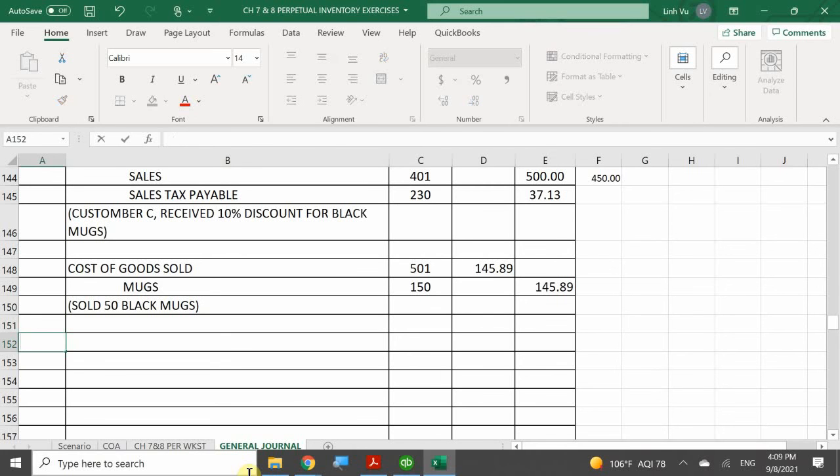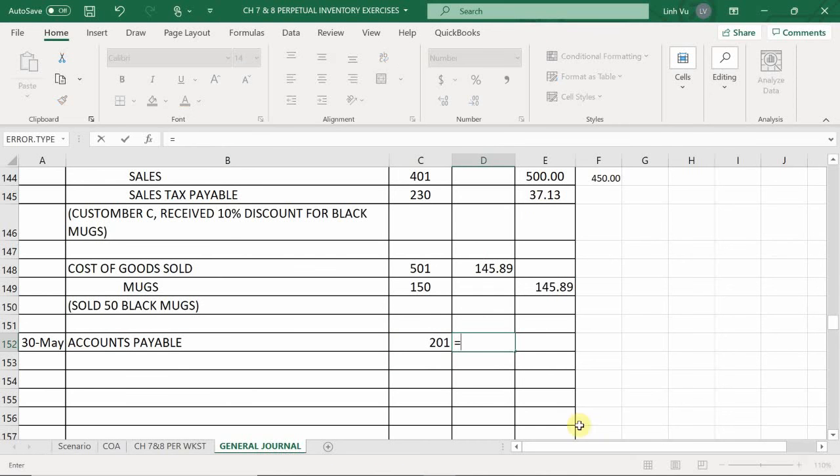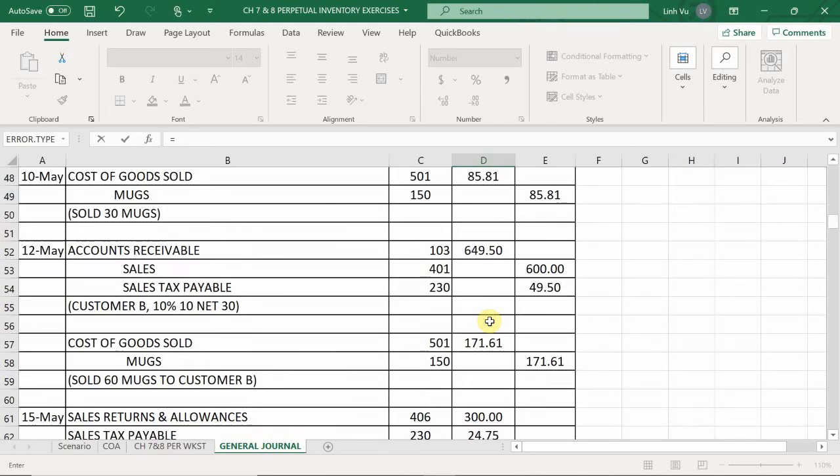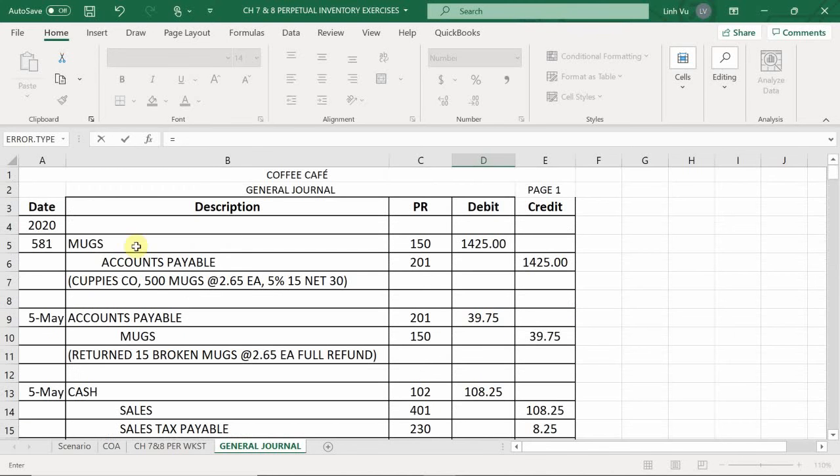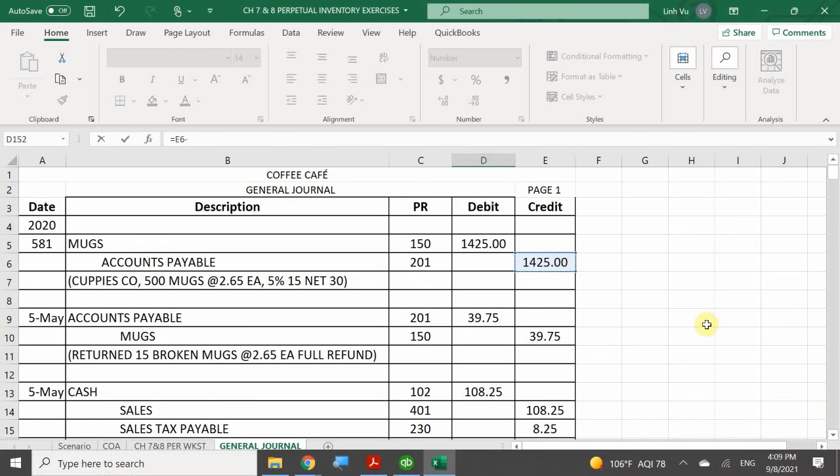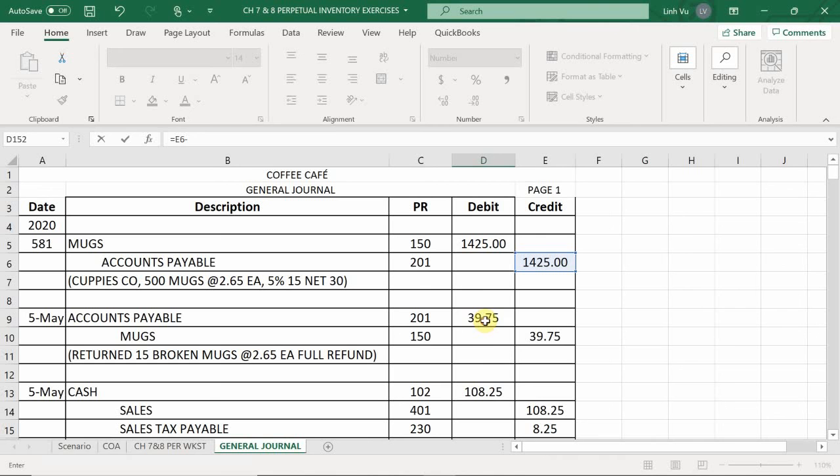In this case, let's go ahead and tally up our total accounts payable. So again, this is the 30th of May. We are trying to pay off what we owe. So let's check out how much we actually owe. On May 1st, we had a total accounts payable of $14.25. However, we had to subtract out $39.75 because we ended up returning 15 of those items.